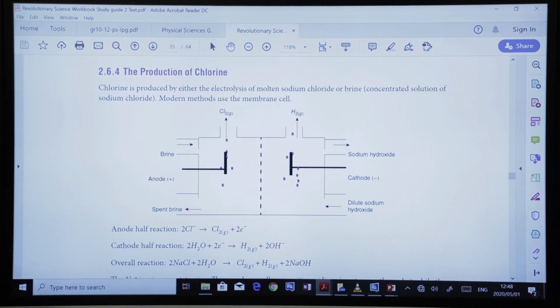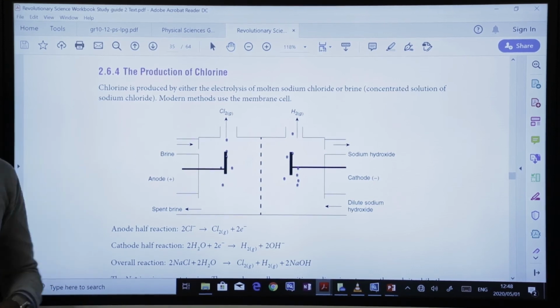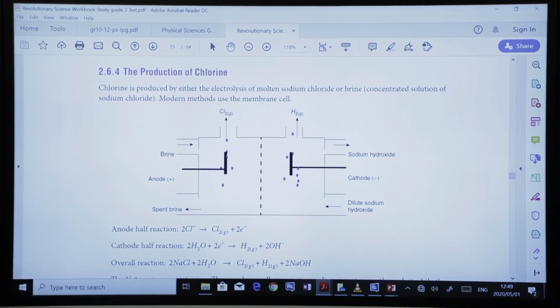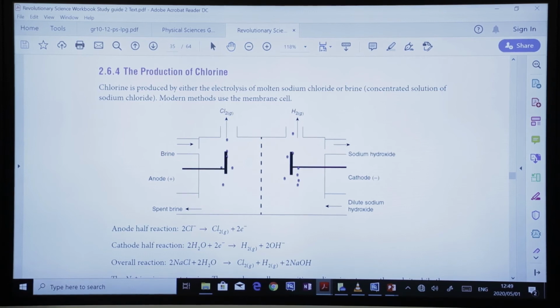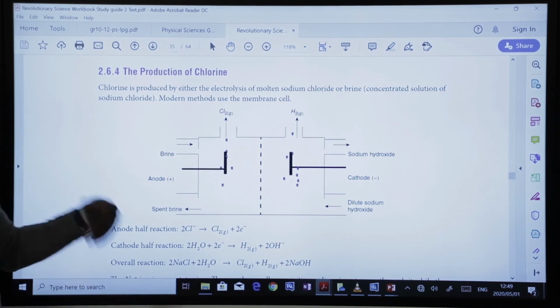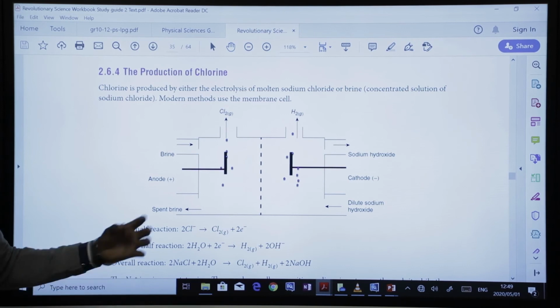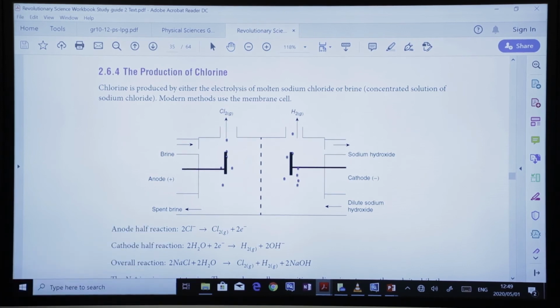One other application of electrolysis or electrolytic cells is the production of chlorine gas. Why do we need chlorine? Chlorine is used to make a lot of things: industrial materials, all the plastics. If you remember in one of our sessions when we were talking about organic molecules, we talked about chlorination or halogenation of alkanes. So where is that chlorine? Where does it come from?